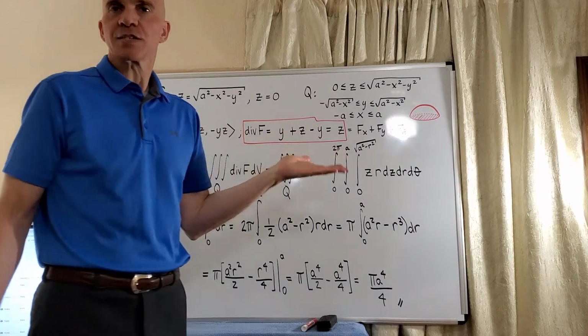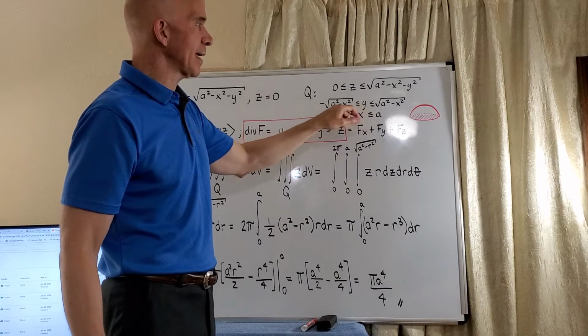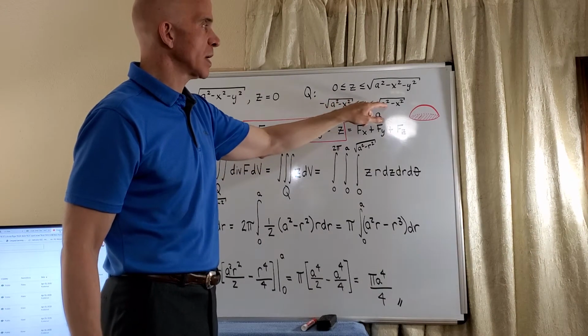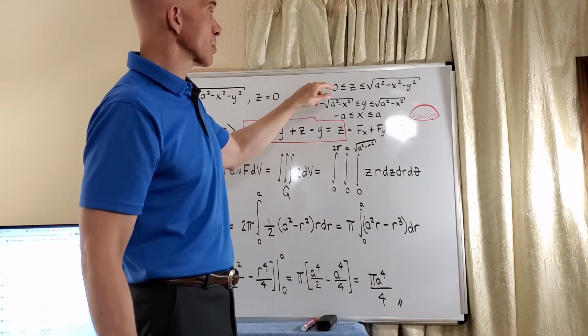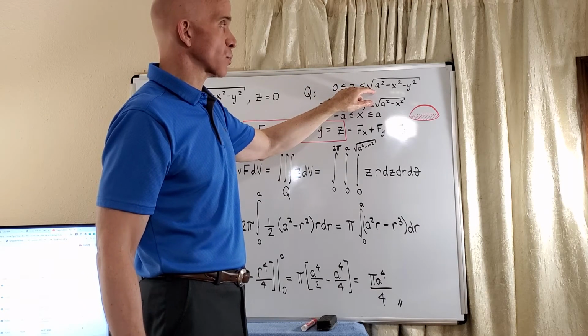So this is something we've seen before. That is, x runs from negative a to a, y runs from the negative square root of a squared minus x squared to the positive square root of a squared minus x squared. And then of course z runs from 0 to the square root of a squared minus x squared minus y squared.